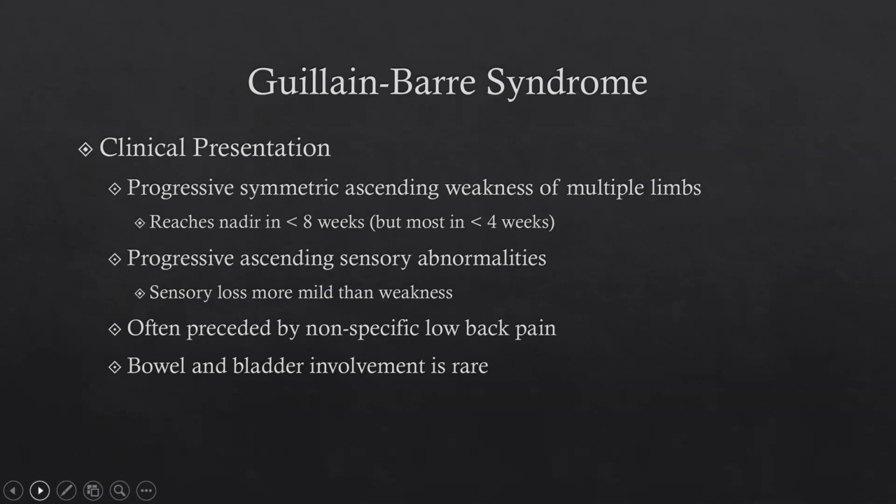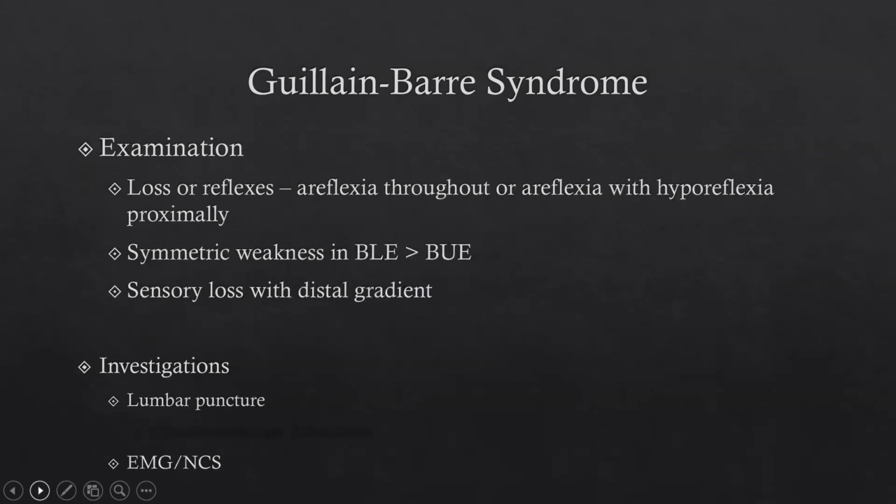And often, these might be preceded by non-specific lower back ache. Bladder and bowel involvement in Guillain-Barré syndrome is actually very rare, so much so that if someone has bladder and bowel symptoms, you actually have to start thinking about a potential cord problem. There are instances where bladder and bowel might be affected, like in the setting of autonomic involvement in GBS, but generally it is a rare phenomenon and something where you have to consider potential cord involvement.